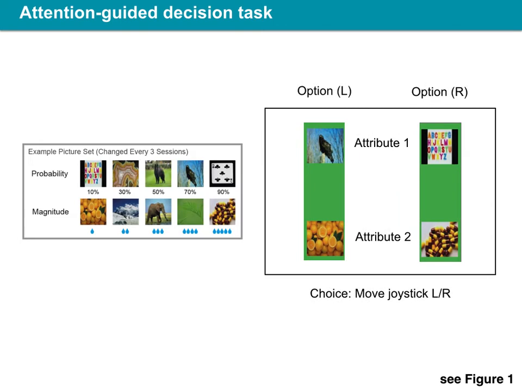And the pictures are going to be randomly sampled from this picture set, which is shown on the left. So the subject has already learnt the meaning of these pictures very well before the experiment has even started, so there's no learning taking place during the course of the experiment. So in this example, he's choosing between a 70% chance of getting 1 drop of juice on the left option versus a 10% chance of getting 5 drops of juice if he chooses the right option.